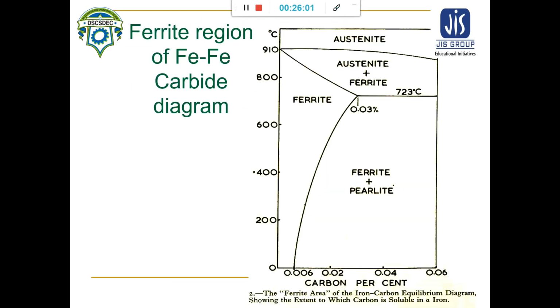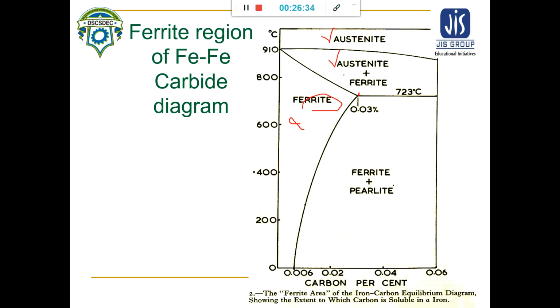Now, if we see the ferrite region, that means if we see this region only, this is our ferrite region. In this ferrite region, this is our eutectoid point, and this line is known as the eutectoid temperature line or eutectoid reaction line. In the eutectoid reaction, what happened? Gamma austenite will change to ferrite and cementite, and this side will have the alpha ferrite only. Above it will have austenite or gamma austenite.